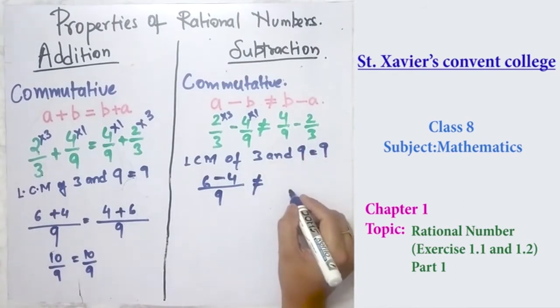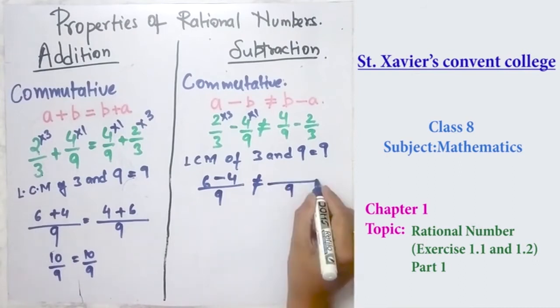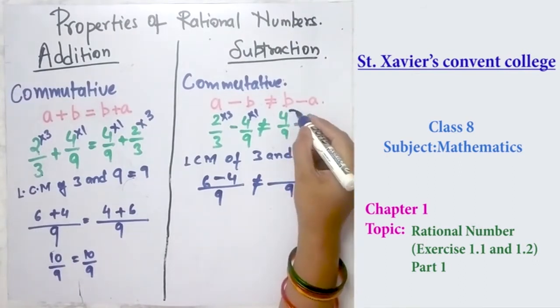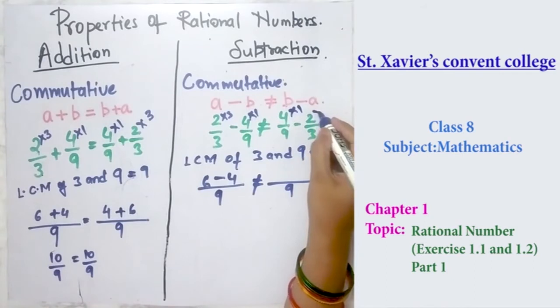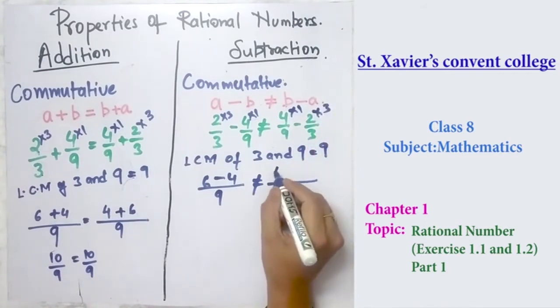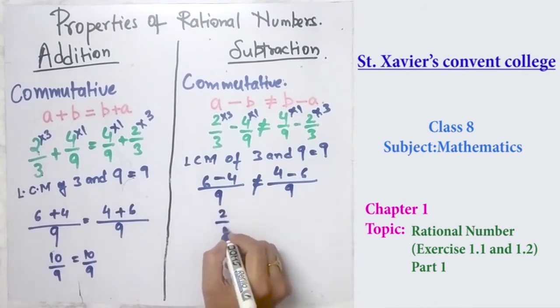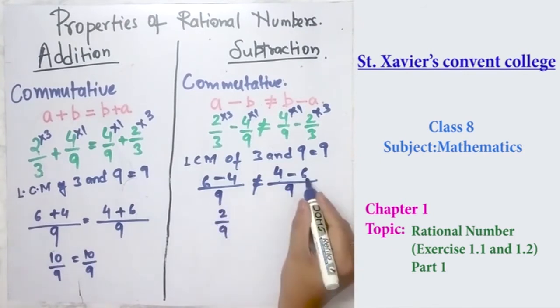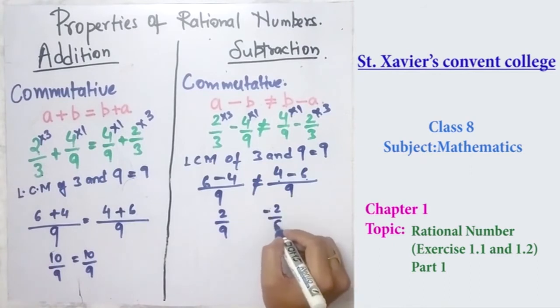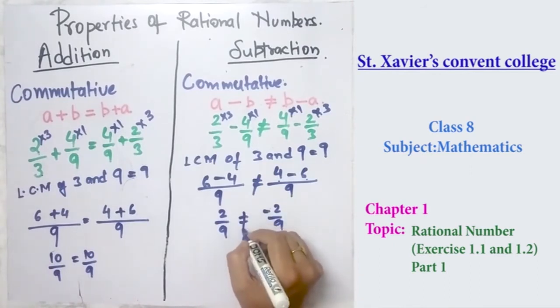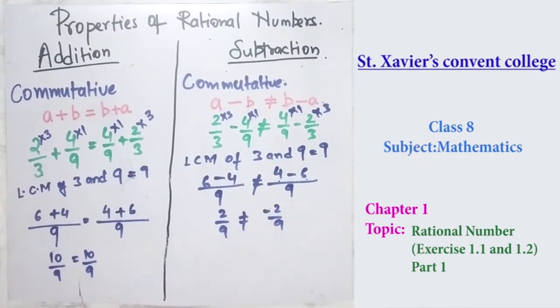Again we take an LCM. 3 threes are 9, that is 9. 9 into 1, 4 into 1, 3 threes are 9, 3 is a multiple. 4 ones are 4, 4 minus 6. 6 minus 4, that is 2 upon 9. 4 minus 6, that is minus 2 upon 9. Are they equal? No, hence it is verified. It means the commutative property holds for addition, while the same property does not hold for subtraction.